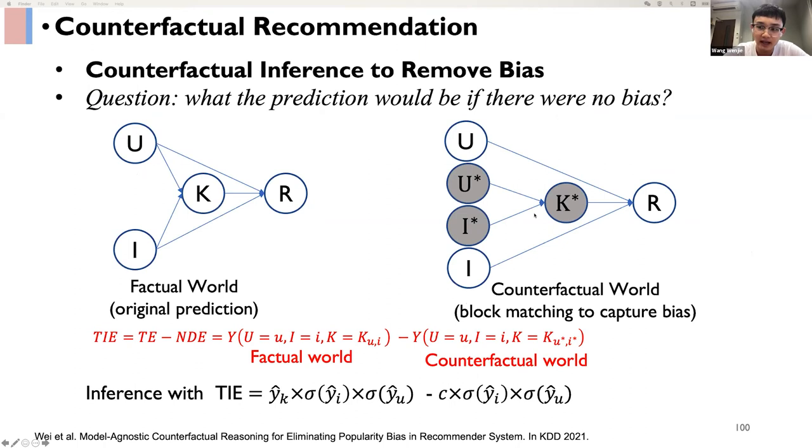During counterfactual inference, they estimate the effect of popularity by blocking the matching path in a counterfactual world. They will imagine what the prediction score would be if there were no matching score, so if this path doesn't exist. They will first estimate the effect of this direct path, and then for the final model inference, they will remove the estimated direct effect from the total effect of all the features. So this is similar to the clickbait work.